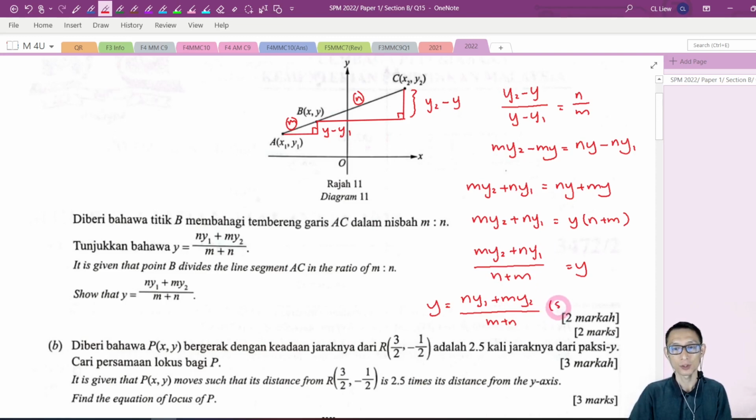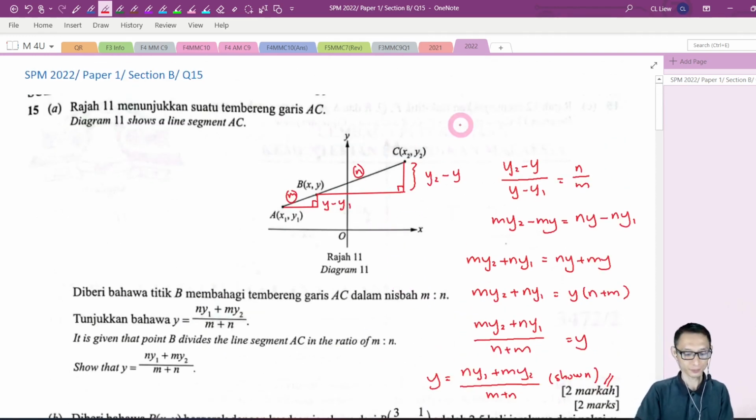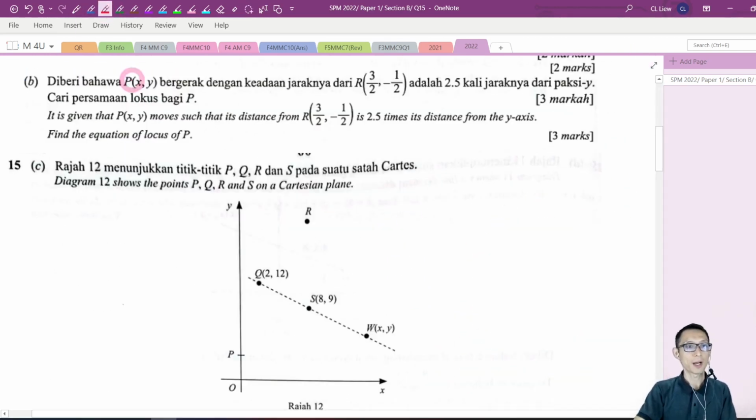Okay, now we have shown that y is equal to this. Okay, this is the answer for part A. Now let's look at the second part, part B.